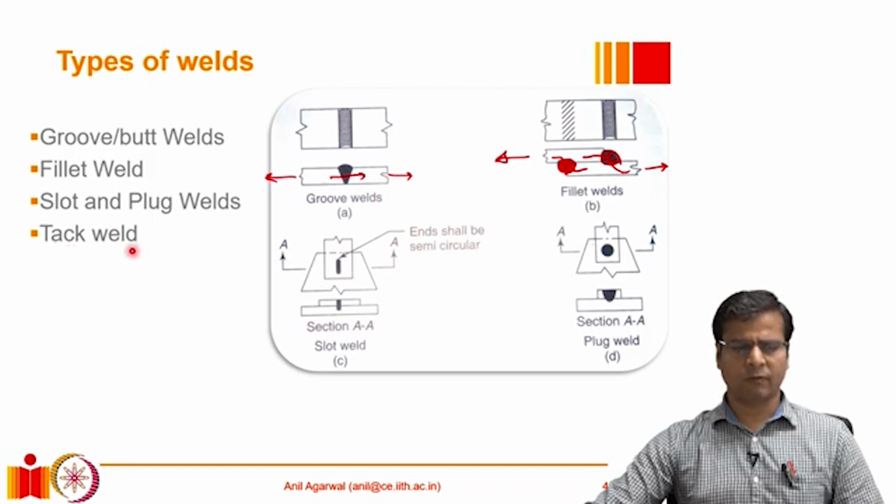There is another way of welding which is known as tack welding. Tack welding is not really structural welding. Tack welding is used only in situations where we want to just hold two members together until we do the final welding.